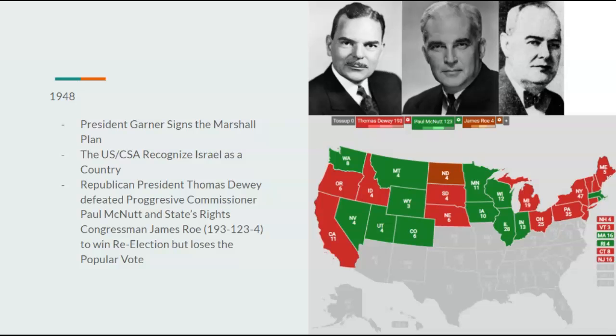But Republican President Thomas Dewey is running against Progressive Commissioner Paul McNutt, love the name, and States' Rights Congressman James Roe. Roe versus Wade. And the vote splitting between McNutt and Roe is enough to end their chances of winning, and Thomas Dewey, with his 41% approval, wins the election, 193 to 123 to 4. James Roe wins the state of North Dakota, barely. That's the most contested state. But Dewey loses the popular vote to McNutt by roughly 2 percentage points.